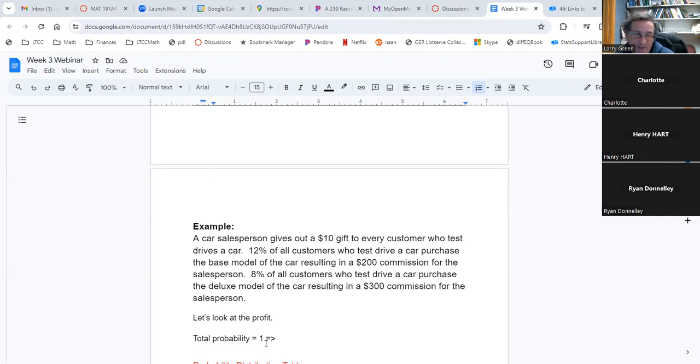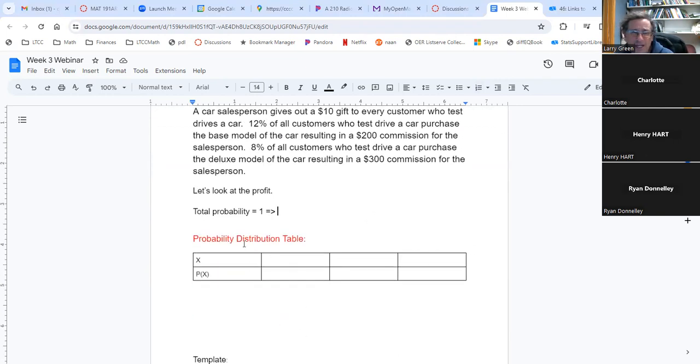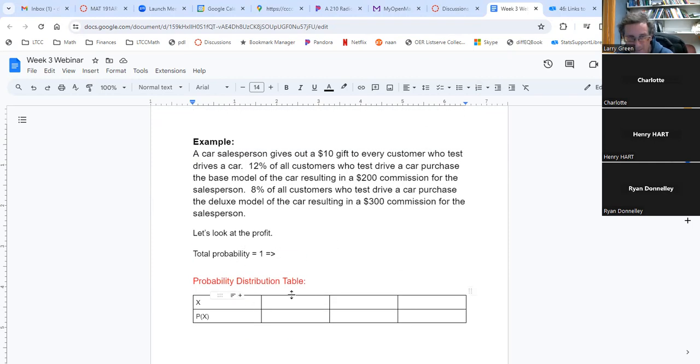So first thing I can say, by definition, the probability of anything happening is 1. That's for sure. What I'm going to do is draw a probability distribution table. So here's what a probability distribution table is. It has two rows. Sometimes you'll often see it as two columns. It really doesn't matter whether you do rows or columns. On this one, I'm doing rows just because it fits on the computer better. And we want to look at all the values of X. Those are the values of profit that could happen.